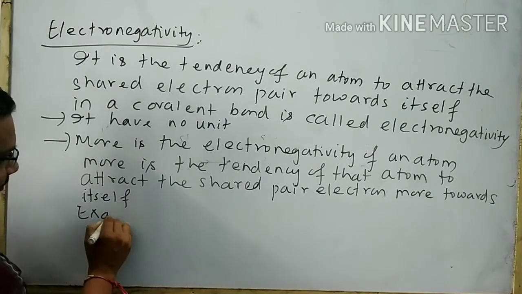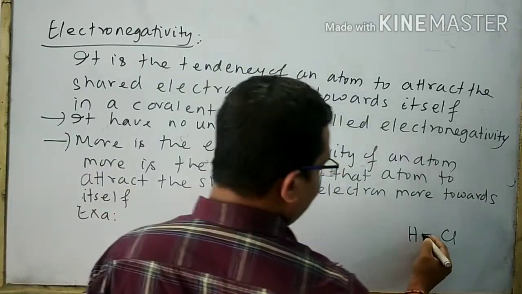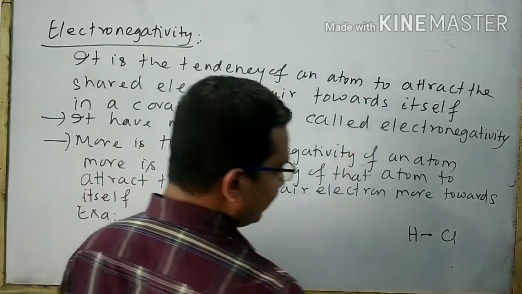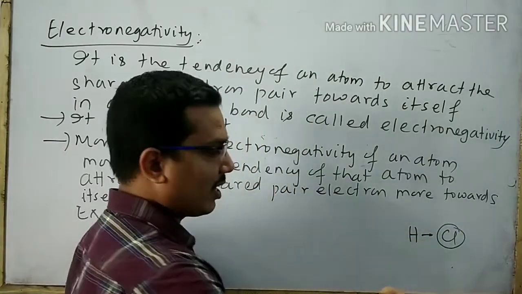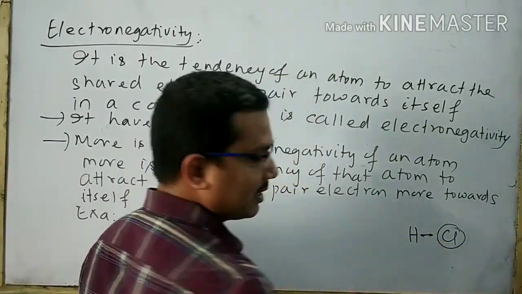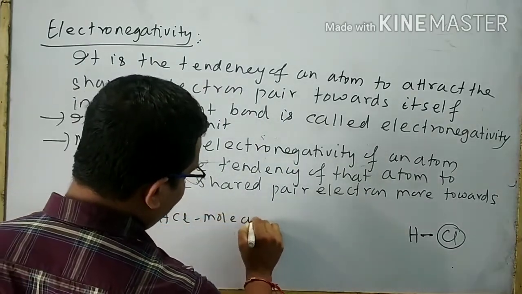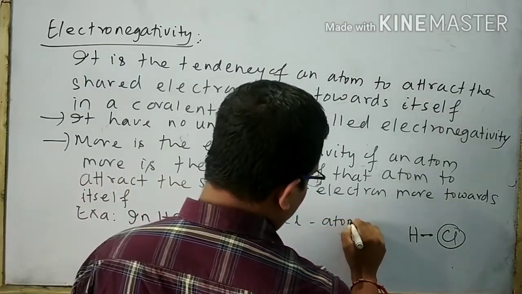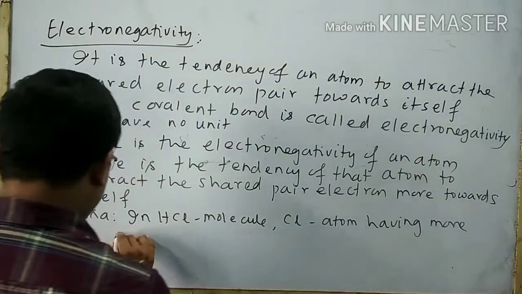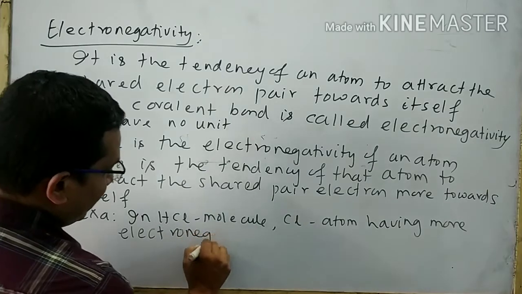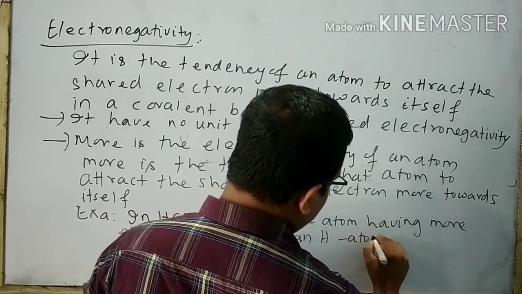Take an example. Suppose take an example, your HCl molecule. The HCl molecule has a covalent bond and the chlorine atom has more electronegativity. That means chlorine atom has more tendency to attract the shared pair electron towards itself. So we can write, in HCl molecule, chlorine atom has more electronegativity than hydrogen atom.